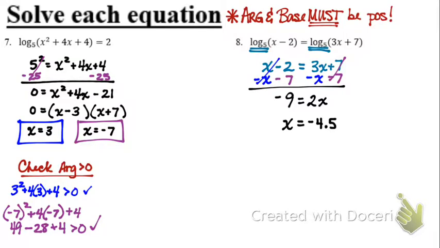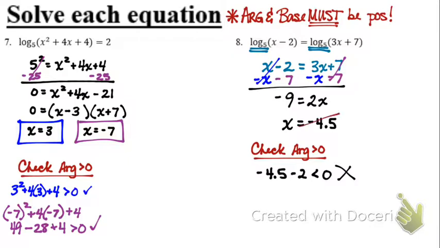Do I need to check this? Yes. If x is part of the base or part of the argument, you need to check. If I substitute negative 4.5 in the place of x, do I have a number that is greater than 0? No, this is less than 0. So what does that mean then? It's extraneous, so what are my solutions? None. No solutions.